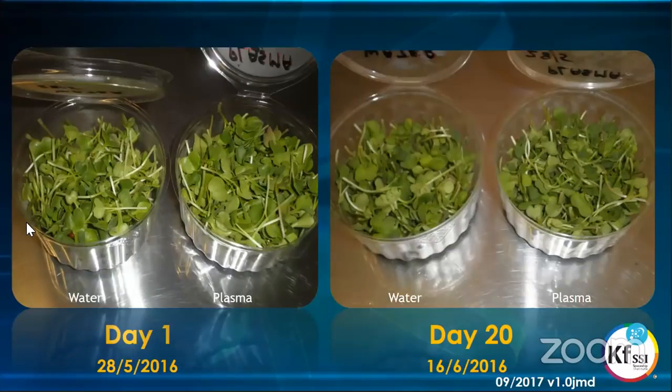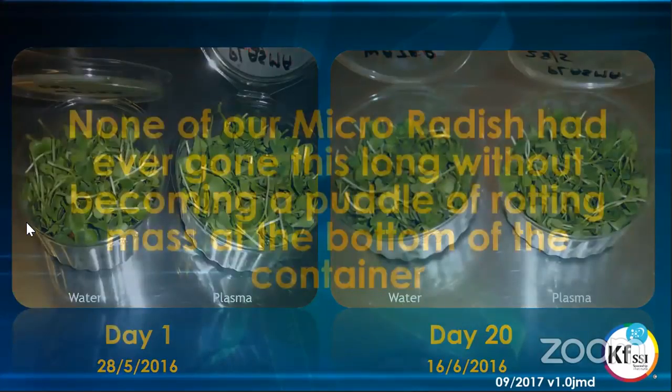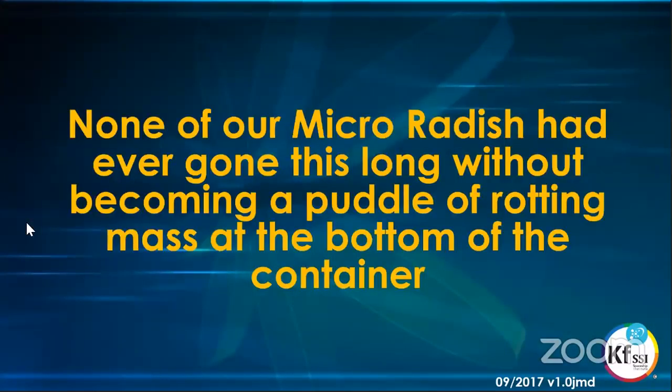We then took another photo on day 20, and there you can see there's also really no change, and we've never really had any of our radish last longer, get to a day 20 in this sort of condition. So this was totally new territory for us. And generally by this stage, most of our micro radish ended up with a nice little black puddle in the bottom of the container as it degrades and rots. But we never got that.